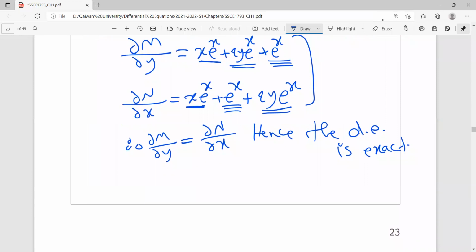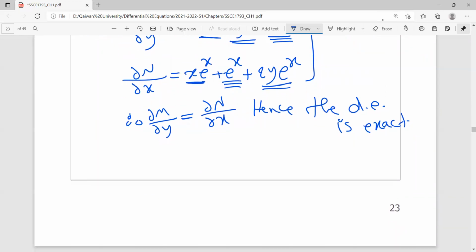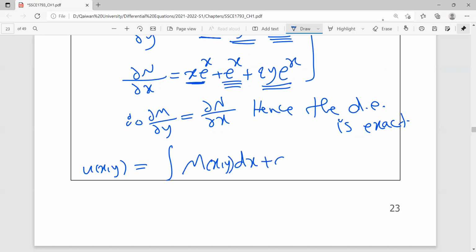In step 2, we are going to find u of xy. We say u of xy equals the integration of M of xy, sorry, M of xy, not mu, dx plus phi of y.